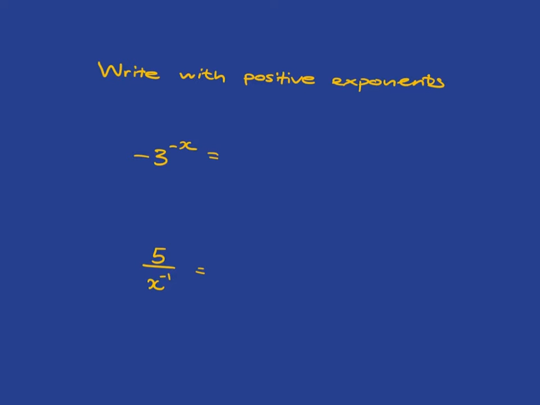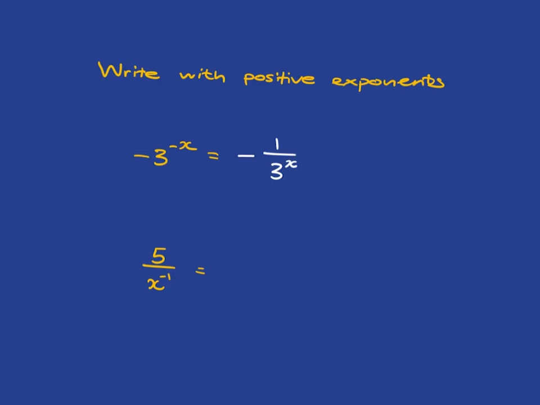All right, so for the first one, this negative here is just telling you that the whole of this thing is negative, so it will remain negative. But then we've got to deal with the exponent. What we've got is 3 to the negative x. We know the negative in the exponent simply means 1 over. So we've got 1 over 3 to the x.